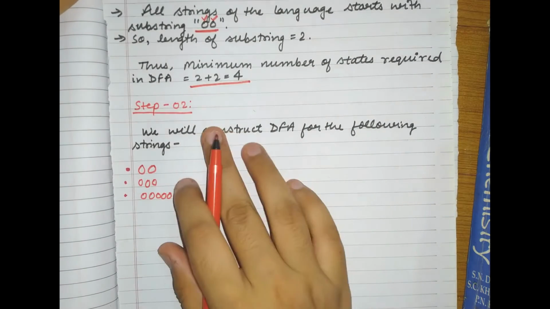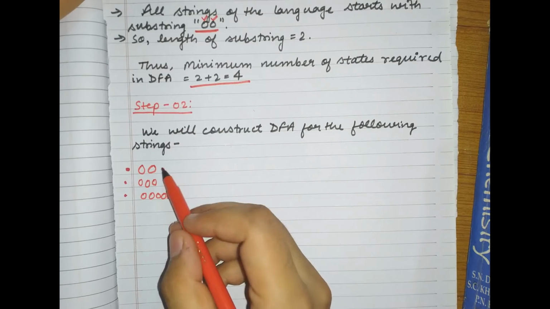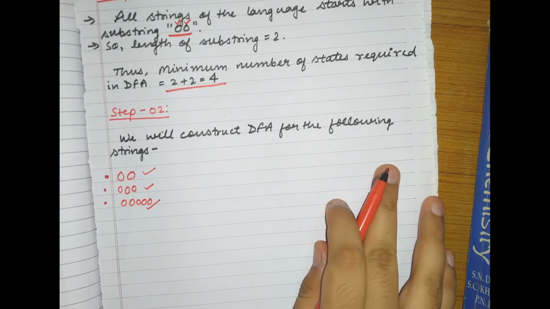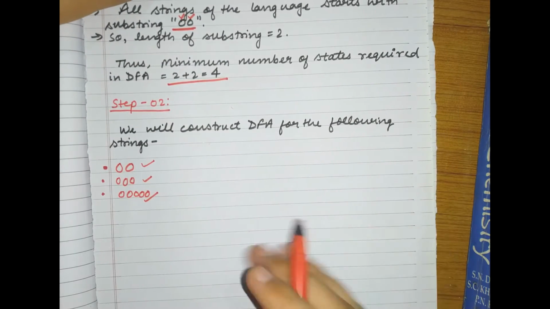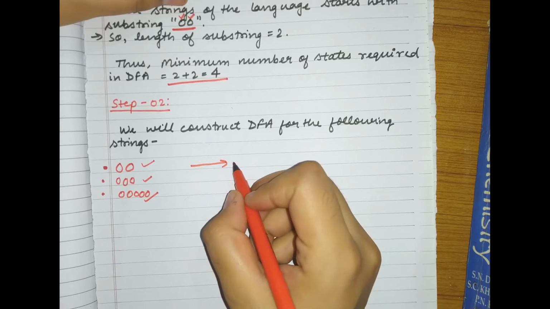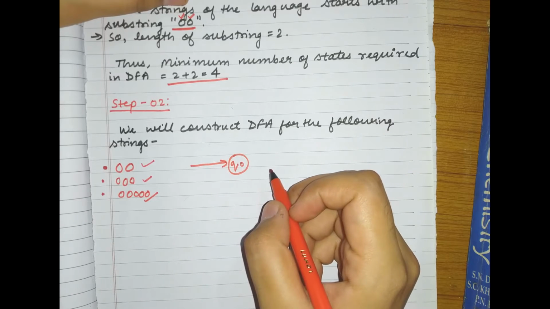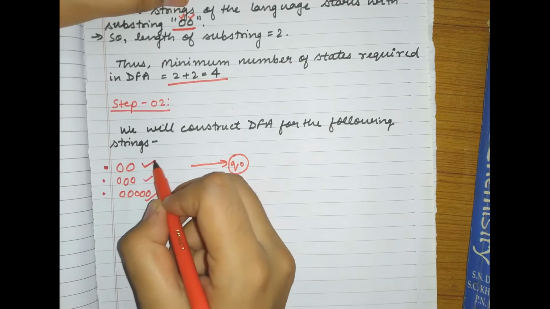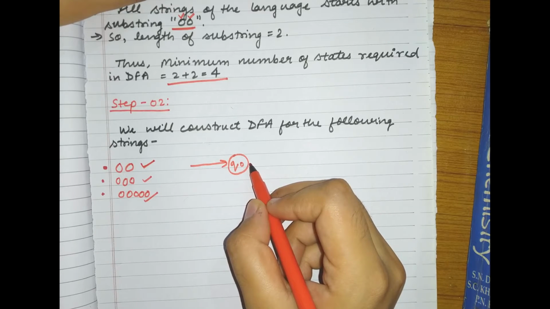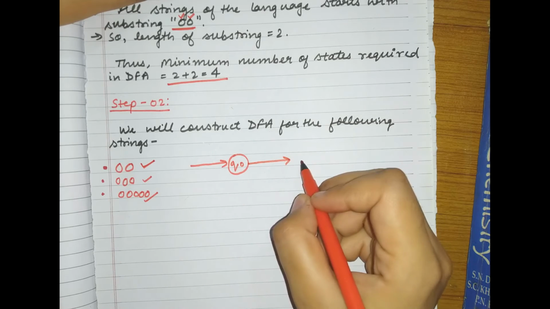Our step number 2 is we will construct a DFA for the following strings, that is 00, 000 or so many. So let me construct the DFA for this question. As usual, Q0 is our starting state here. The simplest DFA for this is like this. When we are in the state Q0 and we receive 0, we enter into a new state, our Q1 state.